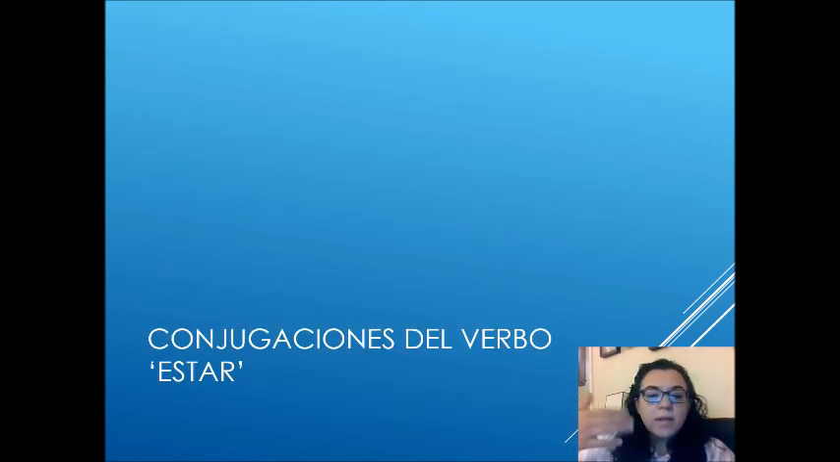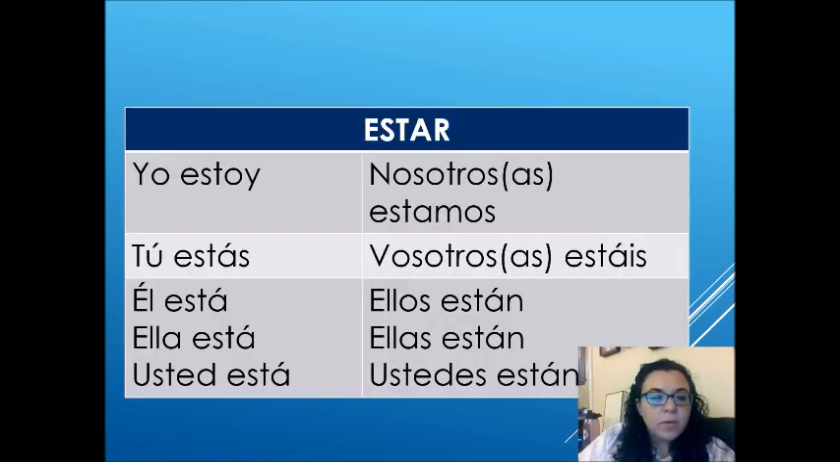Now, let's talk about las conjugaciones del verbo estar. The verb estar is also an irregular verb. We have to remember that. So here we go. Yo estoy, tú estás, él, ella y usted está. Nosotros o nosotras estamos, vosotros o vosotras estáis, ellos, ellas, and ustedes están.